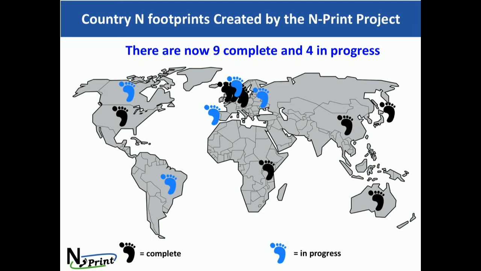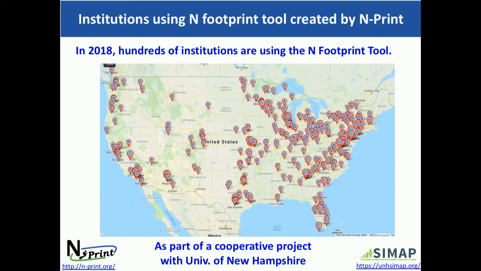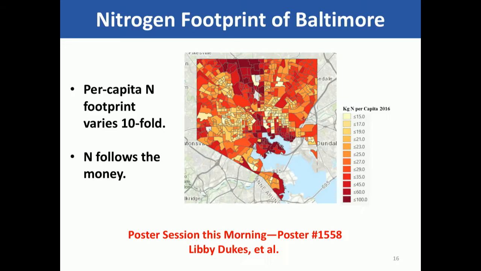We develop nitrogen footprint and carbon footprint tools together for institutions, and they use that to manage nitrogen. This is becoming very popular. We started with 1, now we have over 500 institutions. And for the first time ever, we have a nitrogen footprint tool for a city.